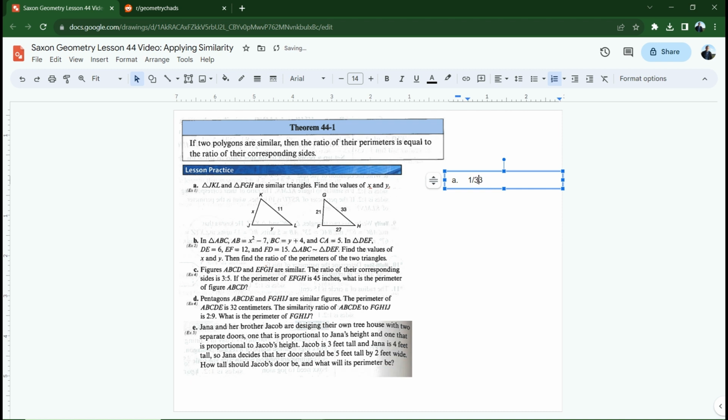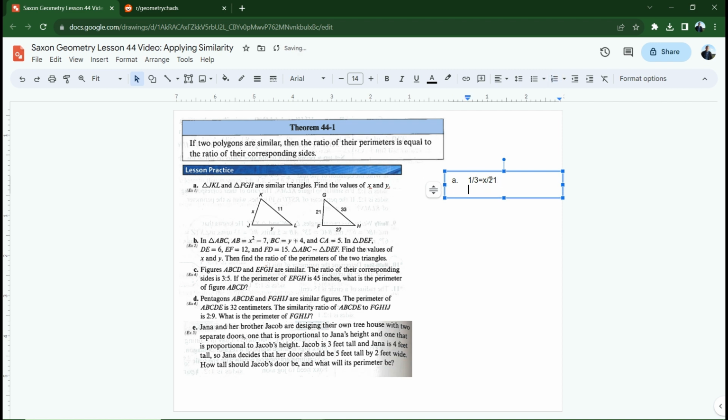Okay, now I can set up a proportion using this. 1 to 3 is going to equal, and then on my other side, I need to find x. I notice that x corresponds to 21 if I look at the corresponding side in this triangle. How do I know that these are corresponding sides? Well, J, K were the first two letters in my first triangle, so they're going to correspond to the first two letters in the second triangle, F, G. So x corresponds to 21. And how does it correspond? By the same ratio, x to 21. 1 over 3 equals x over 21.